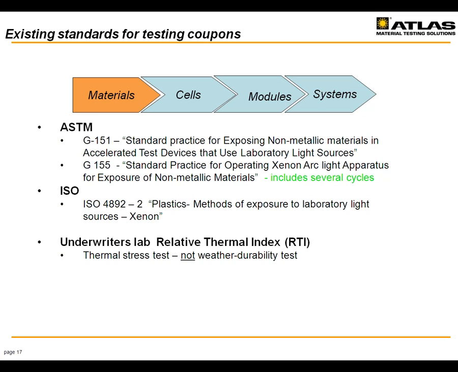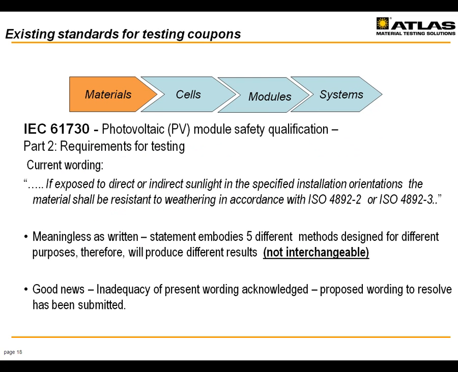I would be remiss to talk about materials testing and not mention the Underwriters Laboratories Relative Thermal Index, or the RTI test. I'll touch on that a little bit more later, but it's one of the most called for tests in the US especially, and it's quite controversial. But before I get to that, let me talk about the IEC 61730, which is the PV module safety qualification test. In the part 2 section, it calls for the testing of PV polymeric materials.